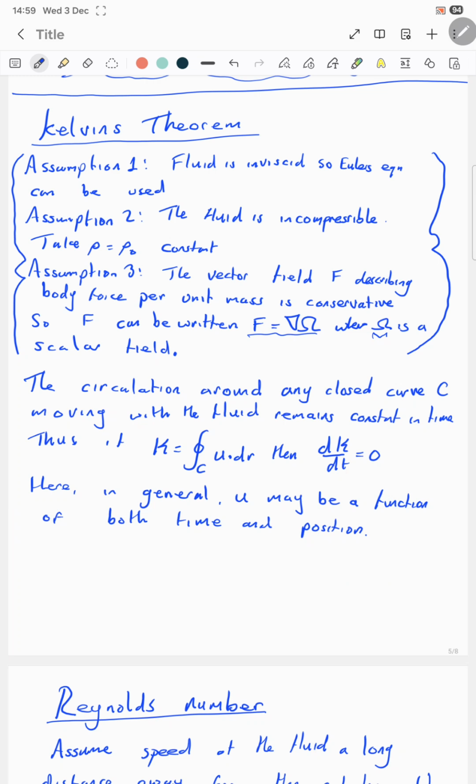Now the circulation around any closed curve C moving with the fluid remains constant in time, thus our kappa equals our path integral of u dr. Then our d kappa dt equals 0. Here, in general, u may be a function of both time and position.